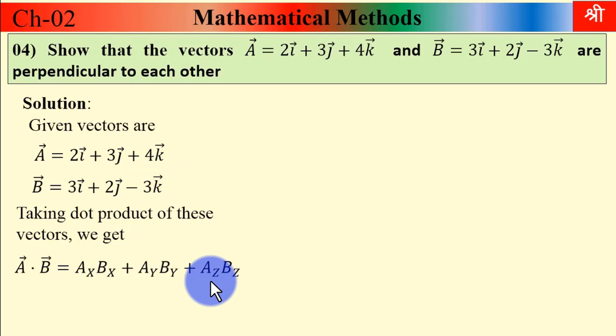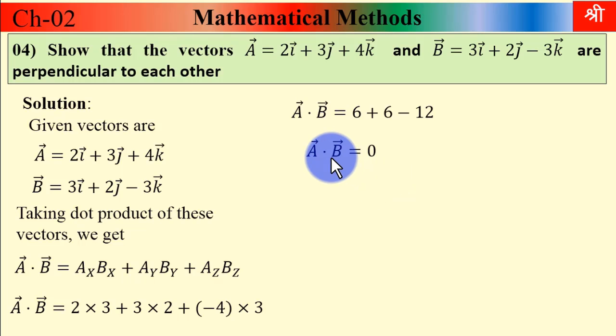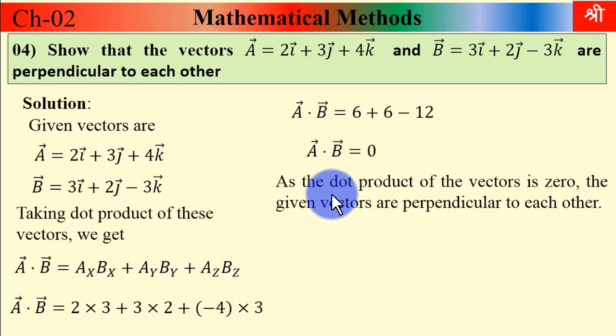Keep these values in this equation, we get this step. Now this 2 into 3, that is 6, 3 into 2, that is 6, minus 4 into 3, that will be minus 12. So we get this step. 6 plus 6, that will be 12. 12 minus 12, that is equal to 0. So vector A dot vector B is equal to 0. Therefore, as the dot product of the vectors is 0, the given vectors are perpendicular to each other.